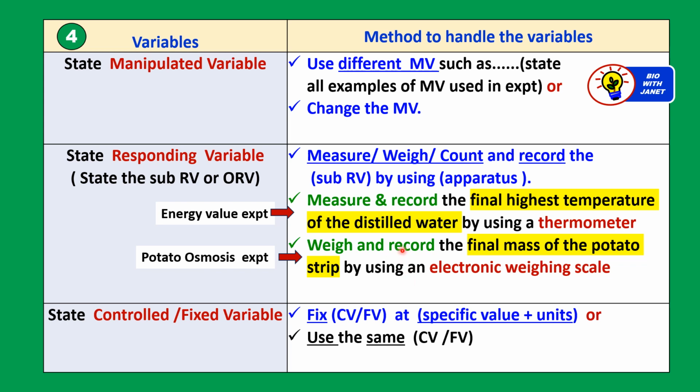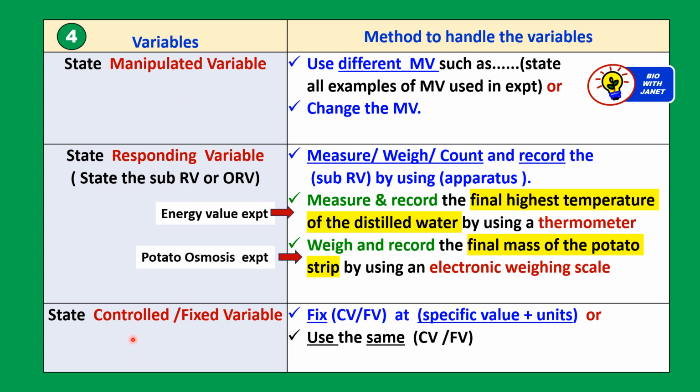Now another example is when we are determining the effect of concentration of sucrose solutions on the mass of the potato strip. So we are going to weigh the final mass of the potato strip. So we cannot say measure and record. Now it's weigh and record the final mass of the potato strip by using an electronic weighing scale. Right? Weigh and record. So if you are observing a color change, then it is observe and record, if there's a color change and no measurement is involved.